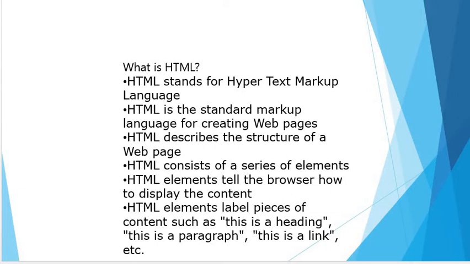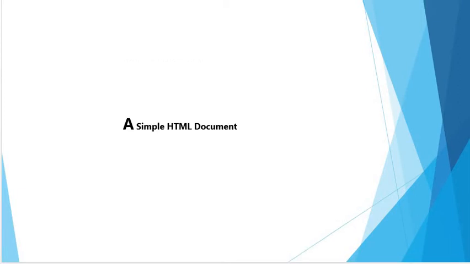It will contain a series of elements that will tell the browser how to display the content. For example, in mobile it will display in a different way because the screen is different, and on a laptop it is different. So HTML will tell the browser in what way the content has to be displayed. HTML elements label pieces of content, such as this is a heading, this is a paragraph, this is a link. So whatever content you want to display, you can display.